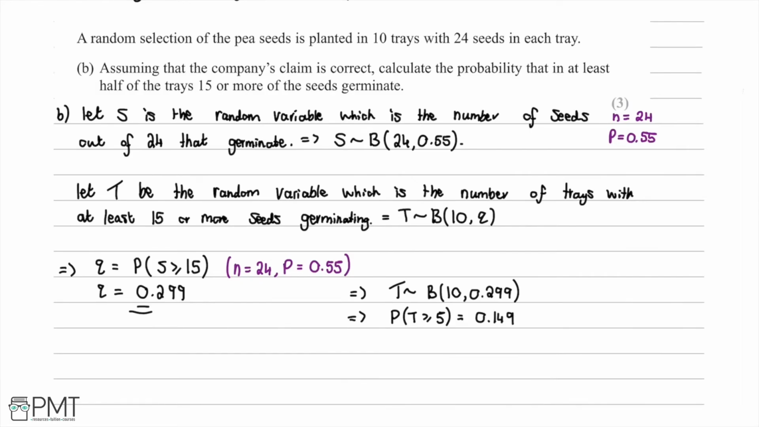and this is our final answer. So therefore the probability that in at least half of the trays 50 or more seeds germinate is 0.149.